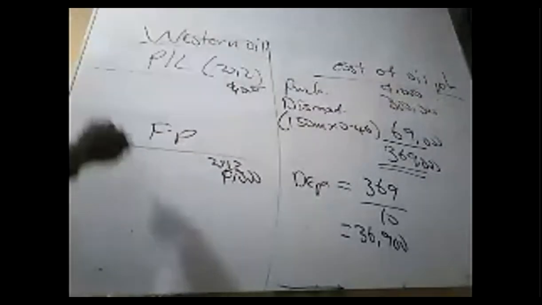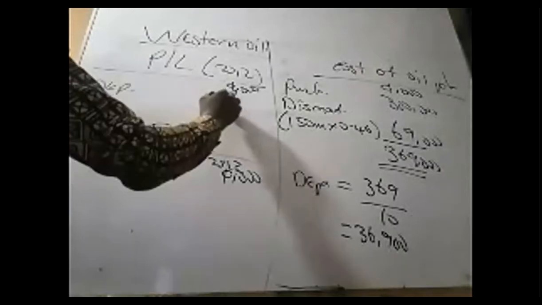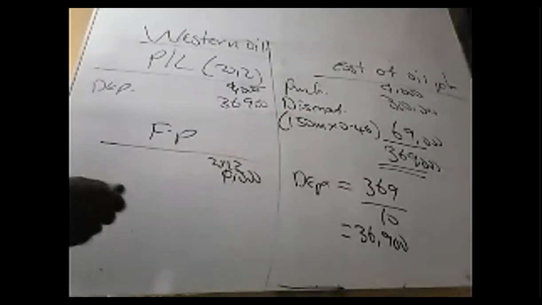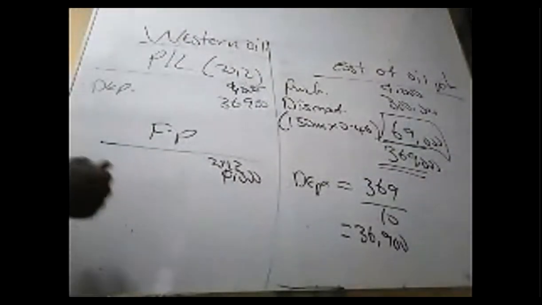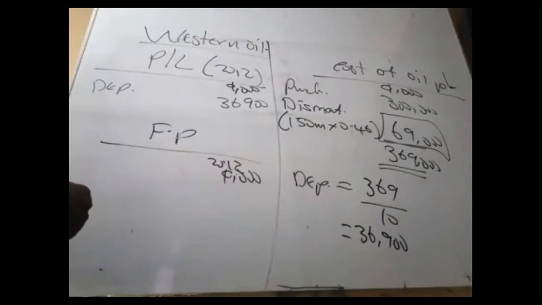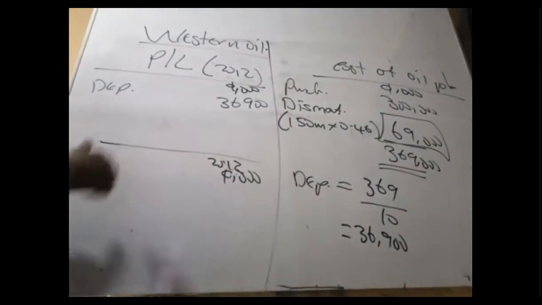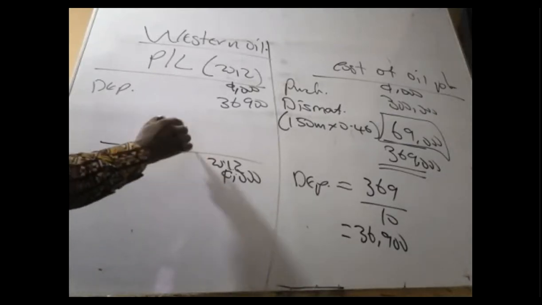So first, depreciation goes to P&L. Depreciation is 36,900. Then immediately you calculate what you call the unwind of the discount, finance cost. So the present value of the dismantle cost, just multiplied by the cost of capital, to get what? The unwinding of what? Discounts. If you watch the video, we explain the full meaning of that. So kindly do that for me.